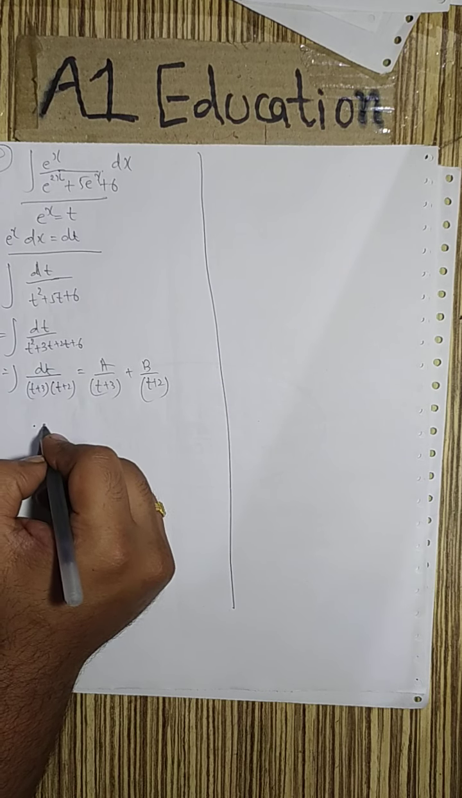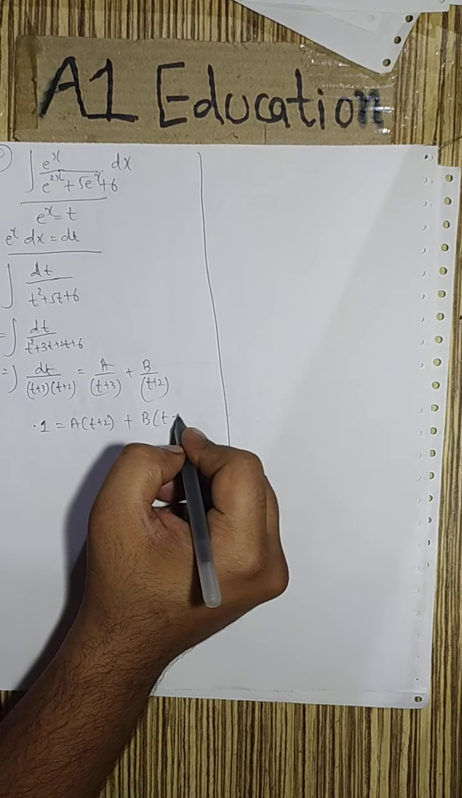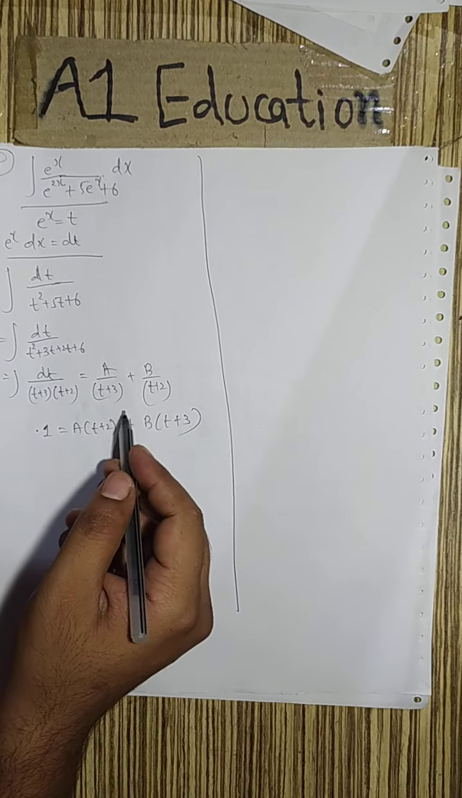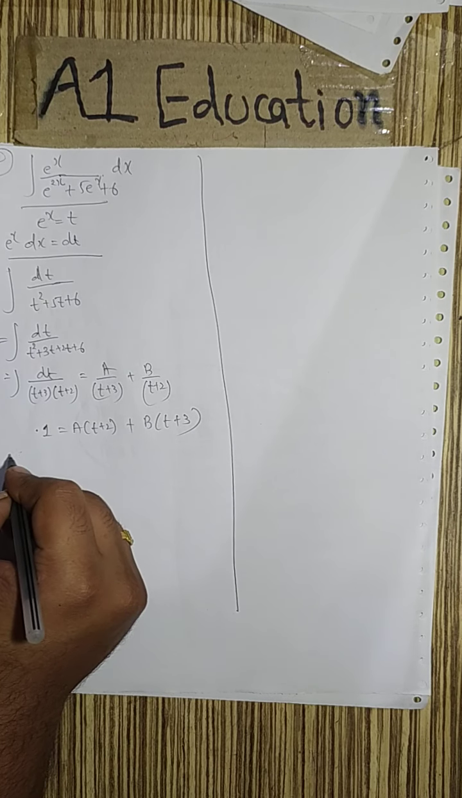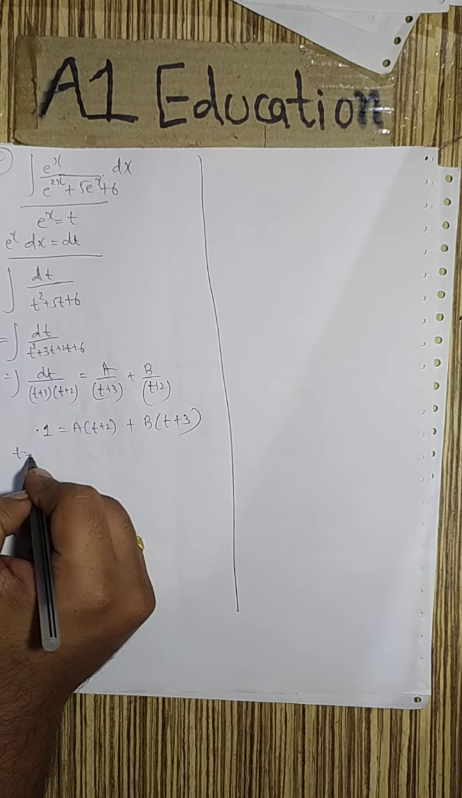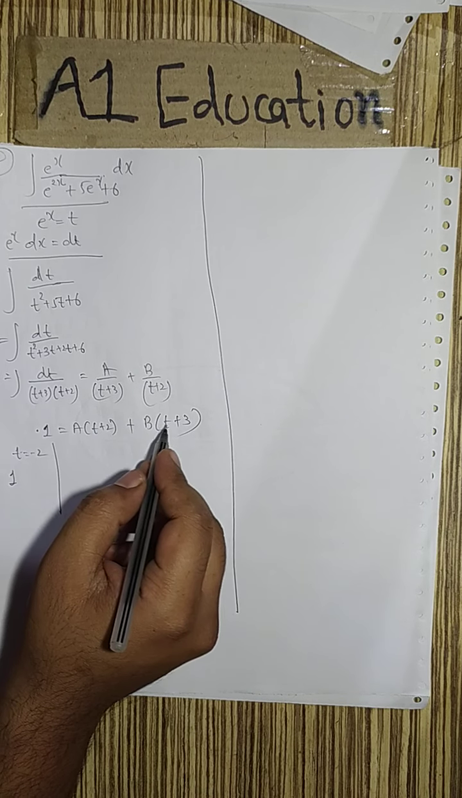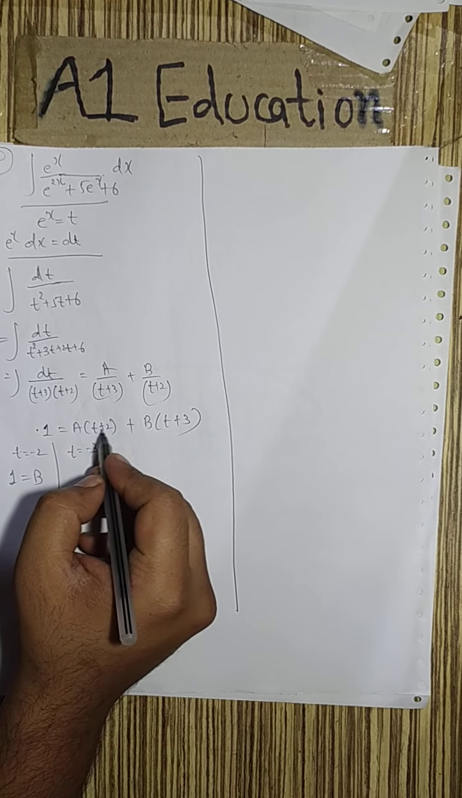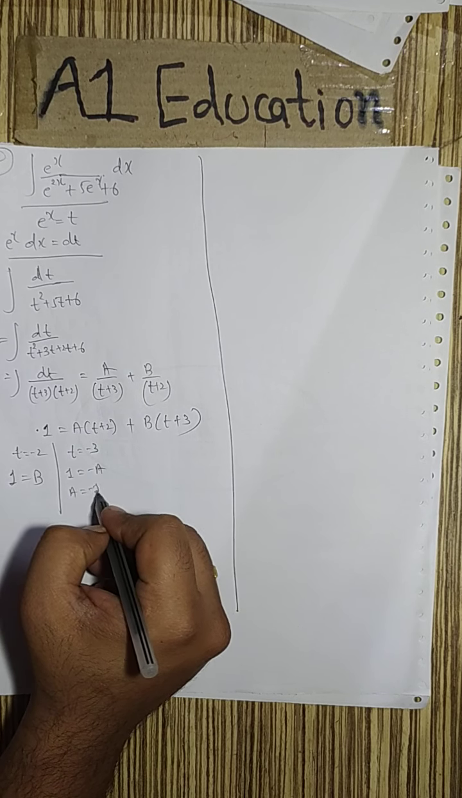This can be simplified as 1 equal to a into t plus 2, b into t plus 3. I am skipping so many steps. I hope now you can understand what are the intermediate steps you must write down to show the presentation. Next, substituting t equal to minus 2, it will be 1, this will become 0, this will become b, so b is 1, and t equal to minus 3, this will become minus a, so a is minus 1.